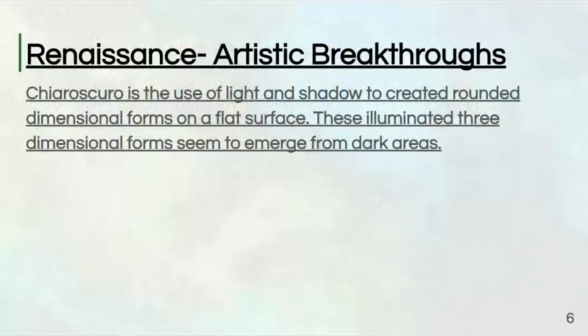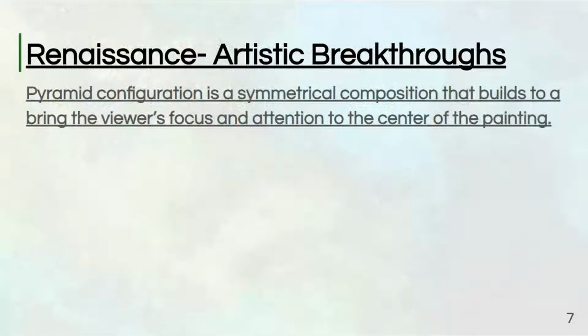Chiaroscuro is the third artistic breakthrough that we're talking about here. This is the use of light and shadow to create those three-dimensional forms on a flat surface, and most often chiaroscuro is associated with these illuminated, glowing figures that seem to emerge from these dark areas. The last one is the idea of pyramid configuration.